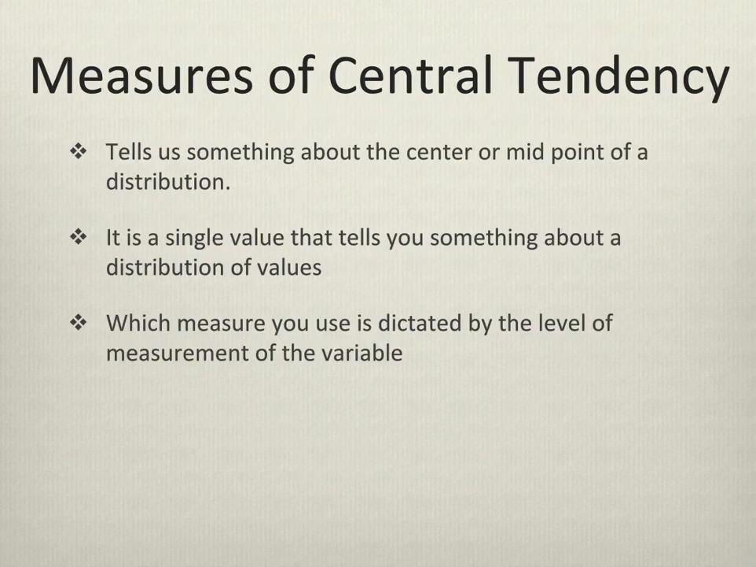Measures of central tendency tell us something about the center or midpoint of a distribution. If you have a nominal variable, meaning there's no center or midpoint, it tells you how people are distributed. It's a single value that tells you something about the variable. Which measures you use depends on the level of measurement of the variable involved.